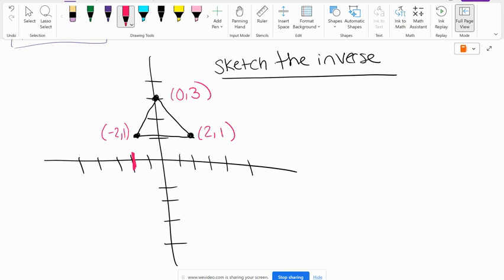If I want to sketch the inverse, what do I do with the x and y coordinates? Swap them. You swap them, exactly. So then instead of negative 2, 1, I need 1, negative 2 right here. And instead of 2, 1, I need 1, 2. And instead of 0, 3, I need 3, 0. And then there's my inverse sketch. Something like that. That's it. So I think we've covered every single type of problem you will see. We good?